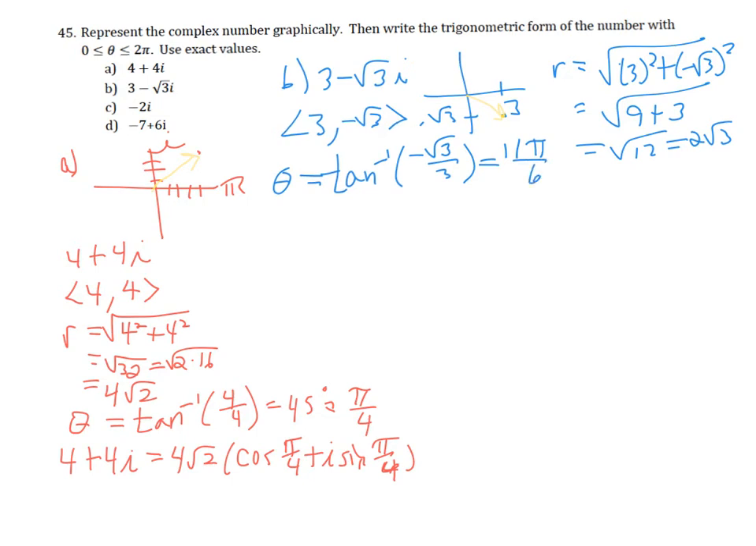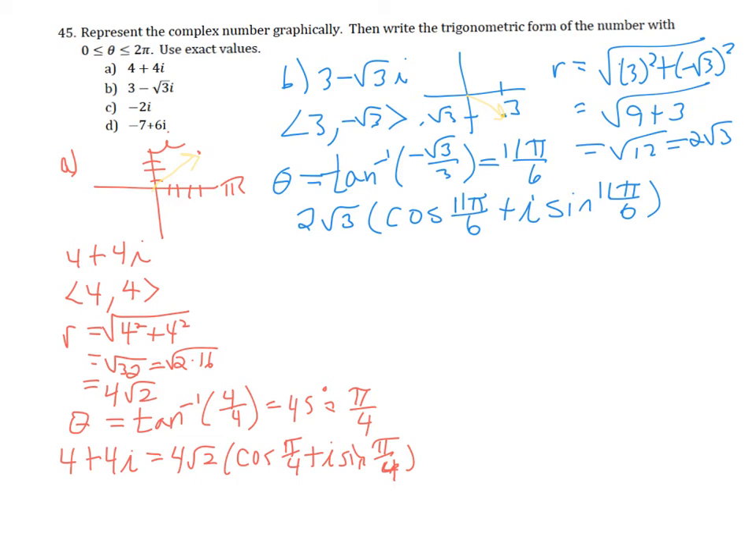Now in the form that we want, we end up with, you show your magnitude, 2 radical 3, in front of the cosine of 11 pi over 6 plus i times the sine of 11 pi over 6. There you go. Now let's look at C.